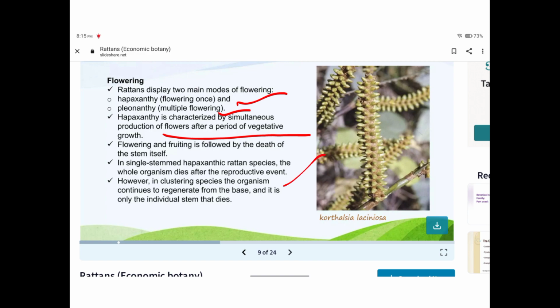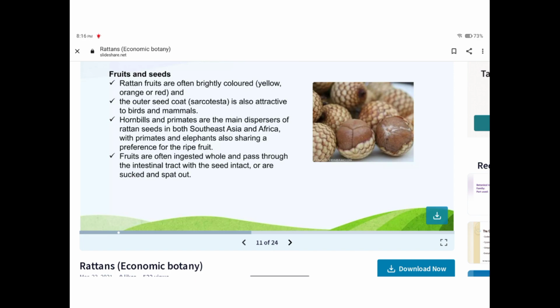And clustering species continue to regenerate when they are in a cluster. Cluster means so many stems get united to form a cluster. Then some stems die, and there are some stems which are still living. And yes, these are some fruits.